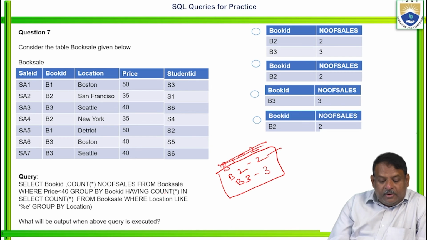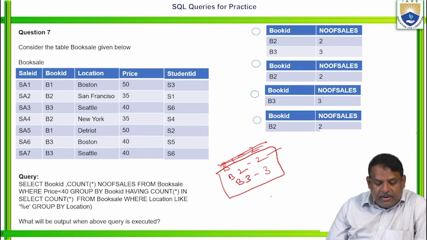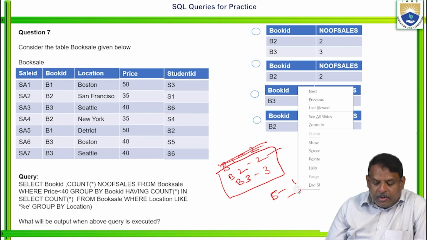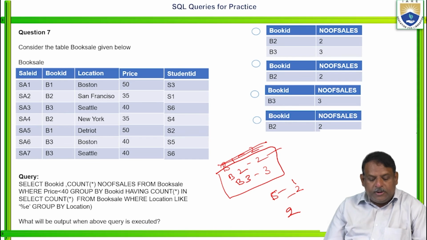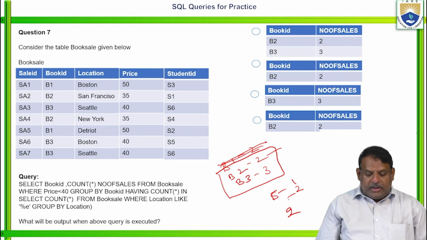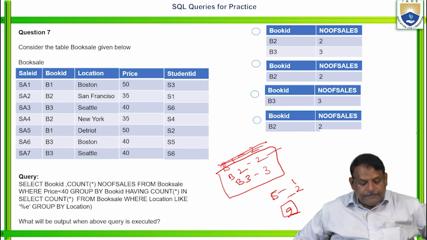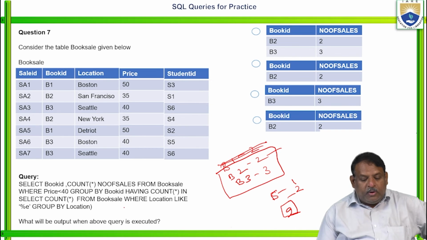Location like percentage E, ending with E. We have Seattle. One record, Seattle, and one more record. So we have two records in the book sales with location ending with E.